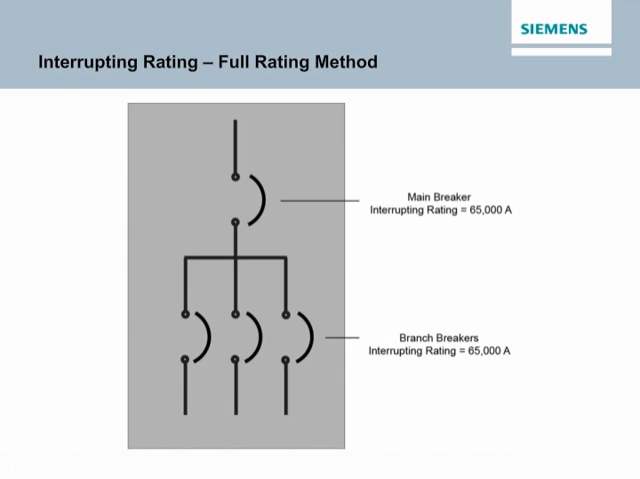There are two ways to achieve this requirement: the full rating method and the series rating method. The full rating method requires all circuit protection devices to have an interrupting rating equal to or greater than the available fault current. For example, in the case of a building with 65,000 amps of fault current available at the service entrance, every circuit protection device must have an interrupting rating of 65,000 amps. This example is shown in the accompanying illustration. Note that the main circuit breaker and each branch breaker have an interrupting rating of 65,000 amps.